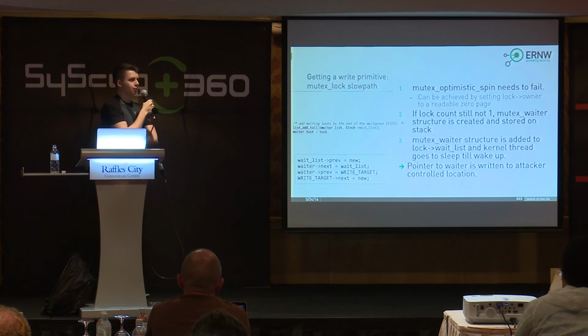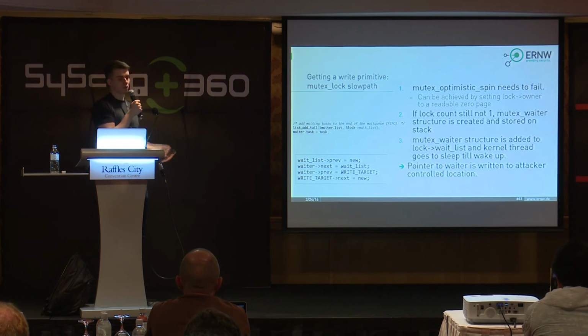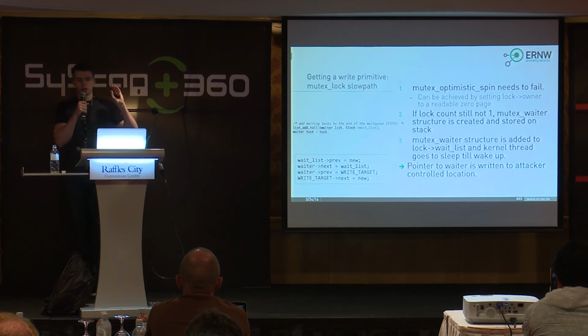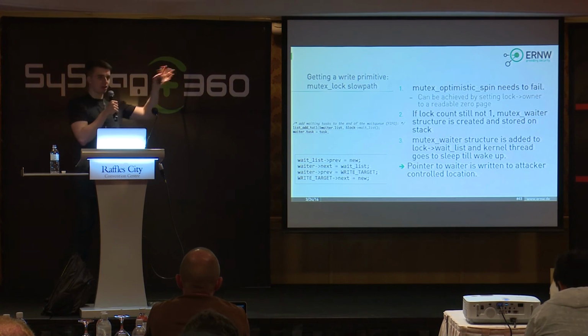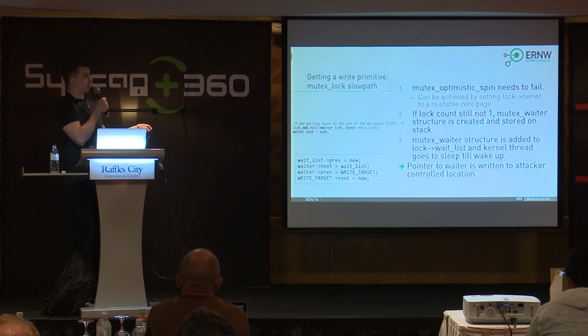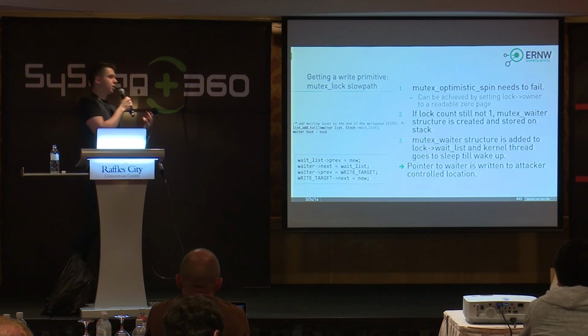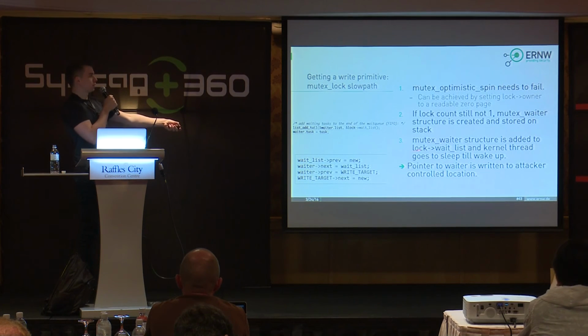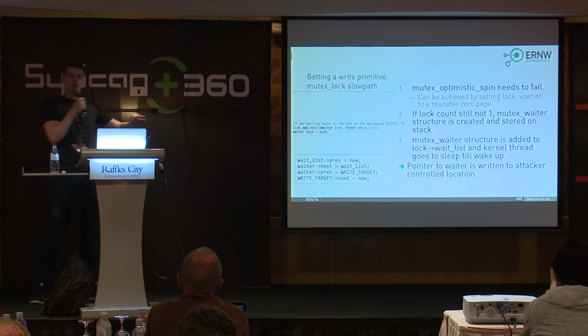And if you look at the code for the mutex lock slow path, you have several requirements you have to fulfill. So the mutex optimistic spin function needs to fail. That can be achieved by just setting a pointer to a zeroed page. And if you then have a lock count that's not equal to 1, you have this mutex waiter structure. And the mutex waiter structure is added to a linked list that's pointed to by lock wait list. And then after that happens, basically the kernel thread just goes to sleep and waits until it's woken up again.